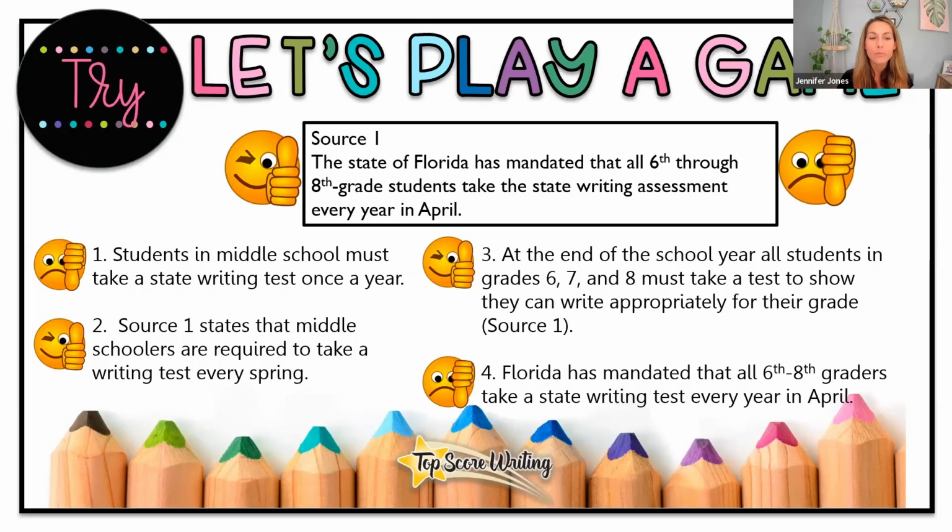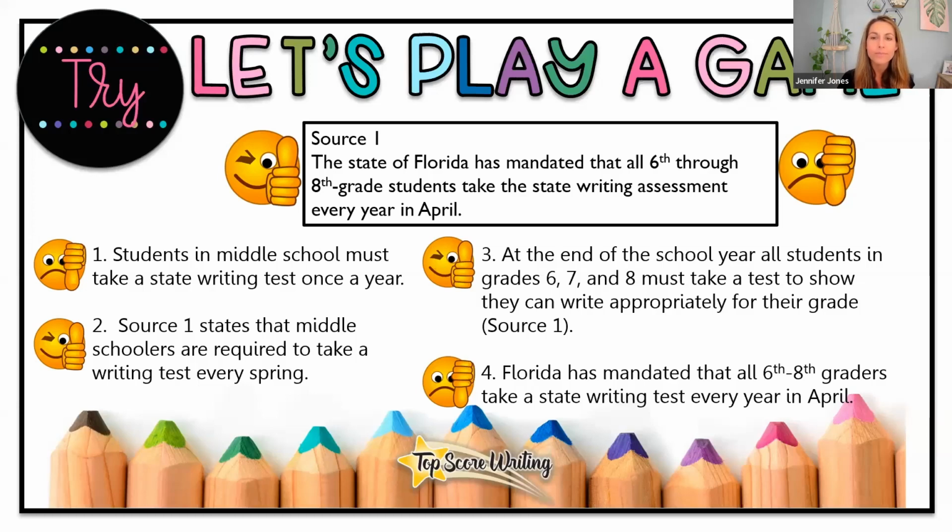Number 2, source 1 states that middle schoolers are required to take a writing test every spring. Yes, thumbs up. Why? Well, it does include a reference or a citation, doesn't it? And it uses its own language. The source said students 6th through 8th grade. Well, number 2 rephrases that and says middle schoolers. Middle schoolers are the same as students in 6th through 8th grade, right? It's just stated in a different way. The source says they have to take the test in April. The paraphrased example says they take the test in spring. That again is a way of stating the information in a different way. April and spring mean the same thing, don't they? But they're using different words.